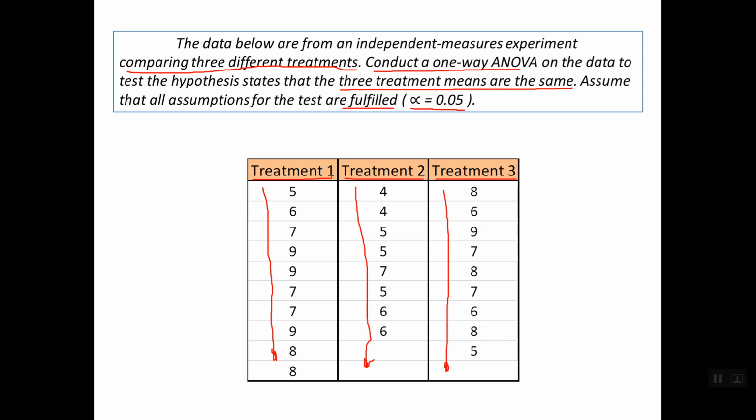The question asks us to use the significance level to be 0.05. So this is a one-way ANOVA because we are dealing with one independent factor, and it is an unbalanced design because the sample sizes for the three treatments or three samples are not the same.